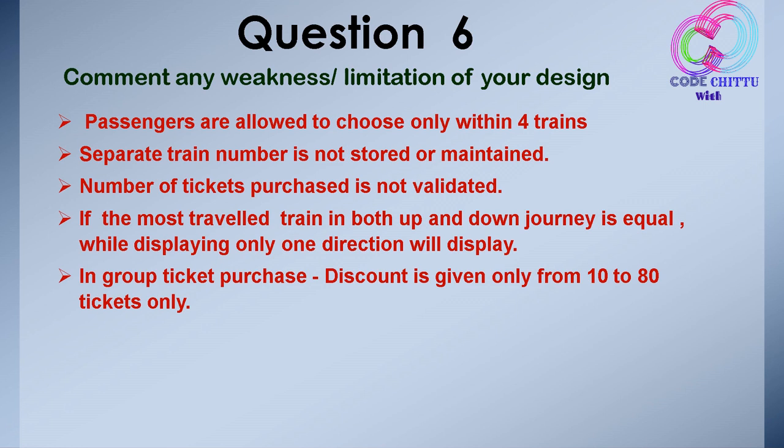So let's check what the limitations are. Passengers are allowed to choose only within the 4 trains, right? We are choosing within the 4 trains. We cannot choose more than the 4 trains. Only the 4 trains are available, so there is no other way, we have to choose only from those.